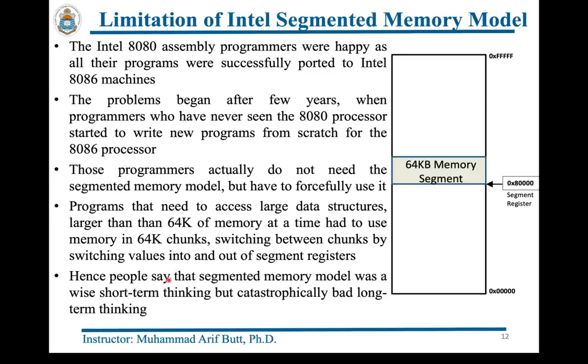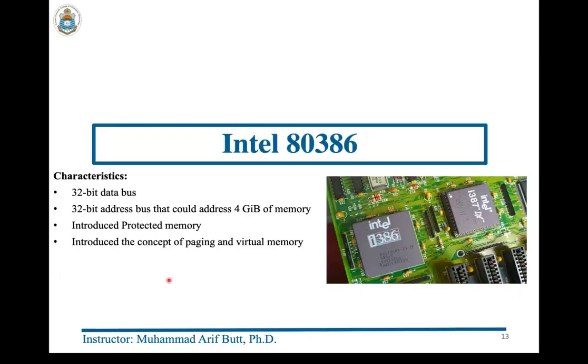Therefore, people say that the segmented memory model was wise short-term thinking but catastrophically bad long-term thinking. So anyway, then came the turn of the next processor, the Intel 80386 microprocessor, which was launched in 1985. So my dear students, the 80386 had a 32-bit data bus and a 32-bit address bus, capable of addressing 4 GB of main memory. And it also introduced the concept of protected mode, paging, as well as virtual memory.